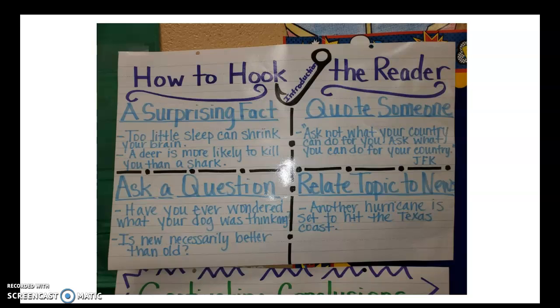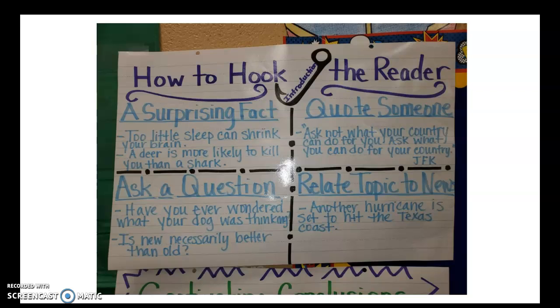All right, because it's important when they first read your paper, they're not bored, because then they're not going to want to read anymore. So these are 4 different ways we talked about at the beginning of the year on how to hook a reader. You can include a surprising fact. You can quote somebody. You can ask a question, or maybe you can relate the topic back to a news story.